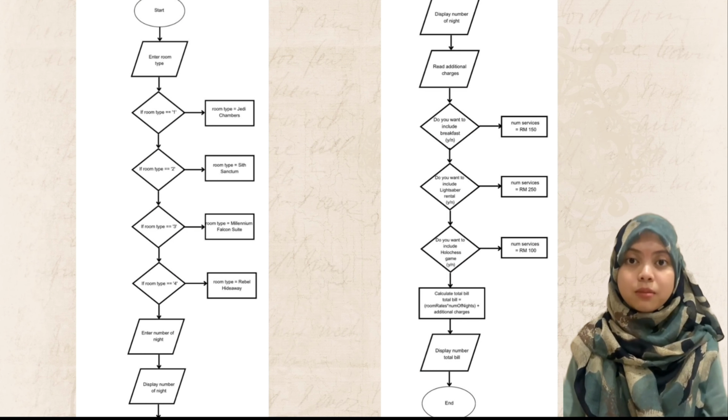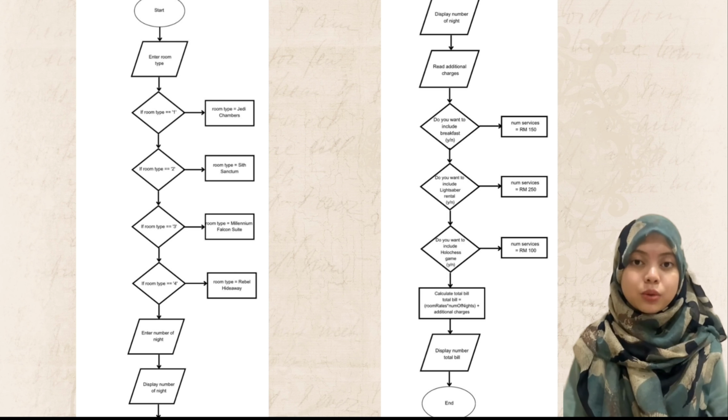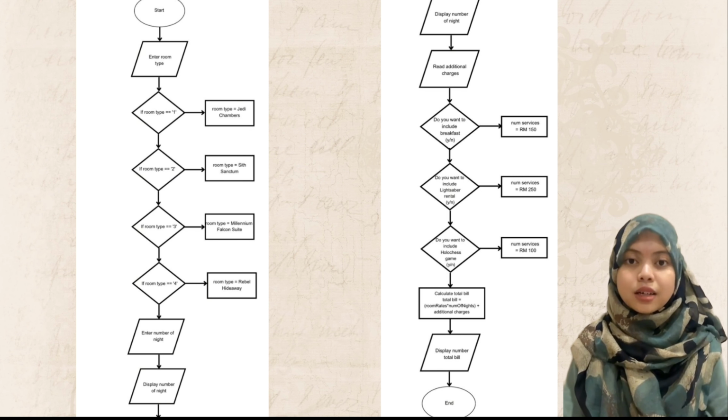Flowchart for calculate total bill. Start. Enter room type. If room type equals 1, display room type equals Jedi Chamber. If room type equals 2, display room type Sanctum. If room type equals 3, display room type Millennium Falcon Suite. If room type equals 4, display room type Rebel Hideaway. Read number of nights. Display number of nights.